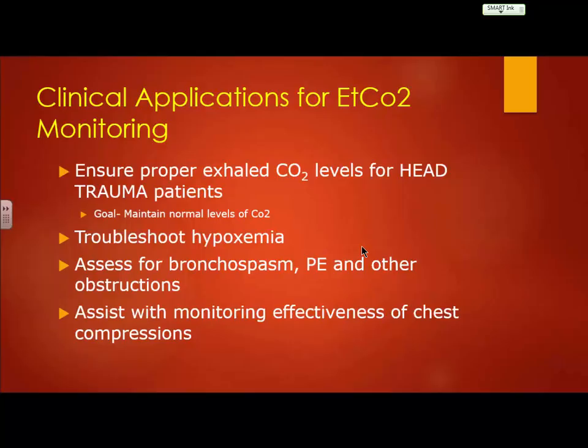We've got an O2 sat of 89%. Okay, well then, if we've got the capability, let's hook them up to CO2, even if we're not intubating them. Let's go ahead and hook it up to give us a little bit more of an indication of really what's going on here. Because in all reality, we may just not be getting a good reading.